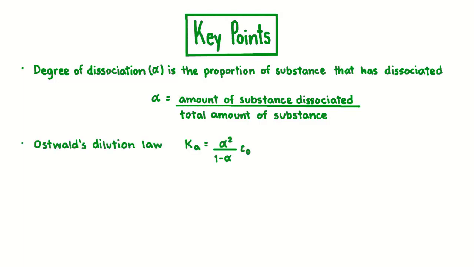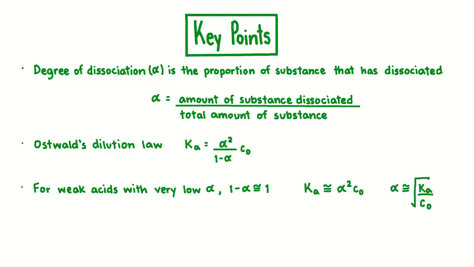The degree of dissociation can be related to the acid dissociation constant via Ostwald's dilution law, where Ka is the acid dissociation constant, alpha is the degree of dissociation, and C0 is the initial concentration of the acid. For weak acids with very low degrees of dissociation, 1 minus alpha is approximately equal to 1. So we can use the approximations Ka is approximately equal to alpha squared times C0, or alpha is approximately equal to the square root of Ka divided by C0.